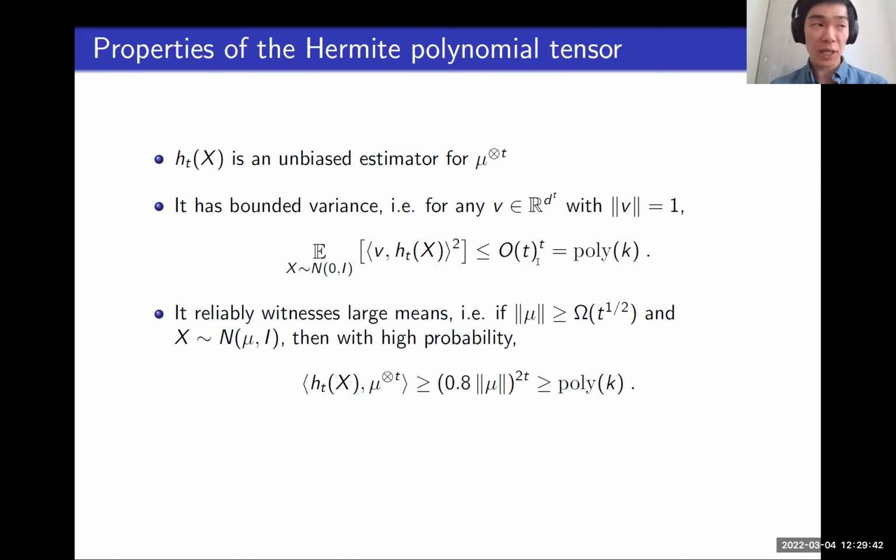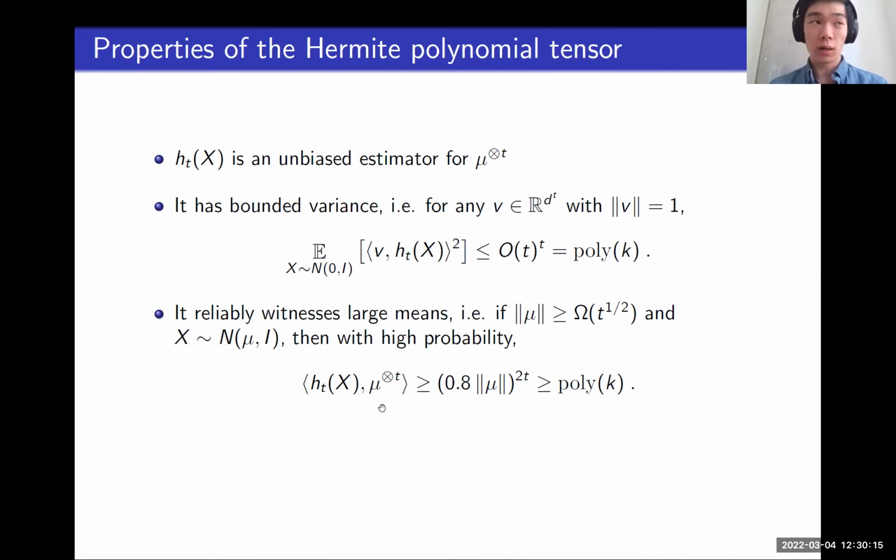Okay, so the next key property that the Hermite polynomial tensor satisfies is that it reliably witnesses large means. What this means is, if I have some component with mean bounded away from 0, and I draw a sample from that component, then with high probability the inner product of the Hermite polynomial tensor with mu to the t is actually large. I know this is true in expectation, because I know the expectation of the Hermite polynomial tensor is mu to the t, but in fact this is true with high probability.